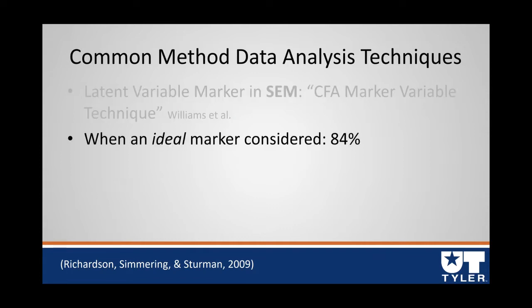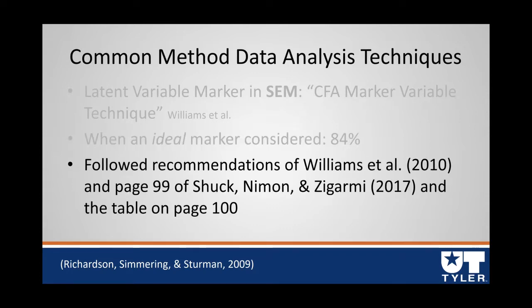Also, when an ideal marker is considered, it accurately detects common method variance 84% of the time in the CFA technique, as opposed to 41% and 69% with some other techniques. And so what is an ideal marker? An ideal marker is defined as being chosen a priori, theoretically unrelated to substantive variables, but similar in content and format. And I felt I could support blue attitude as an ideal marker. I followed the recommendations of Williams et al. and Schuck, Nyman, and Zigmori, pages 99 and 100 in my study.